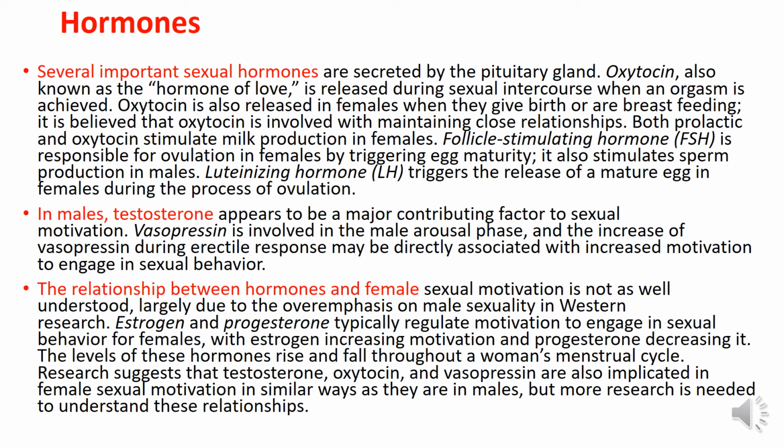Both prolactin and oxytocin stimulate milk production in females. Follicle stimulating hormone, or FSH, is responsible for ovulation in females by triggering egg maturity. It also stimulates sperm production in males. Luteinizing hormone, or LH, triggers the release of a mature egg in females during the process of ovulation. In males, testosterone appears to be a major contributing factor to sexual motivation.